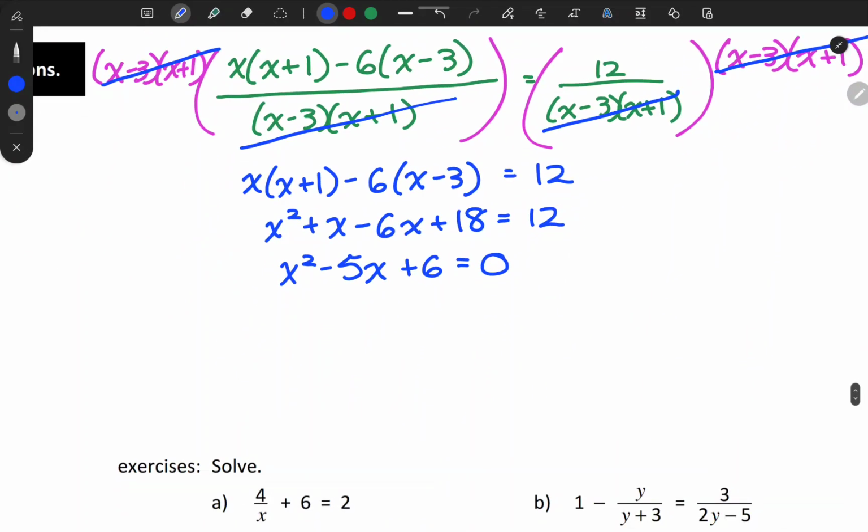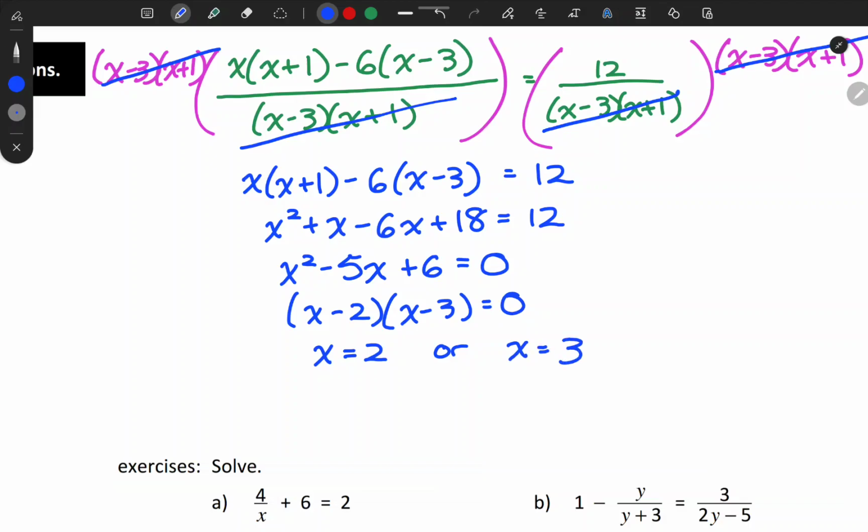At this point, we have a quadratic, so we're going to pick whatever method we need to solve that quadratic. This one's a pretty easy one to factor, so we will factor. Two numbers that multiply to 6 but add to negative 5: (x minus 2)(x minus 3) equals 0. So our roots are x equals 2, or x equals 3. And we must check these both against our restrictions.